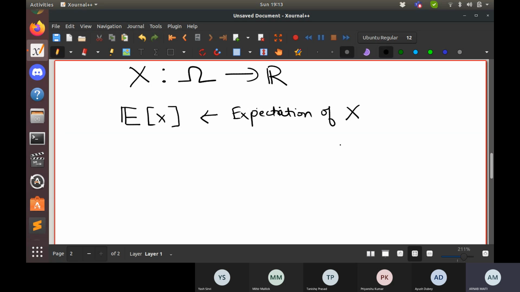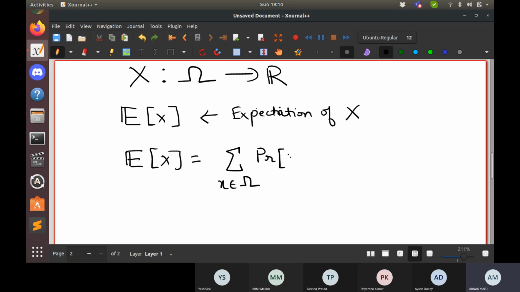So if I perform, say, roll, if I roll a dice, what is the expected value? That kind of thing is being captured by this expected value of X. Mathematically, it's defined in this way. It's like summation over all elements in this sample space, and you have to multiply probability of X equal to small x times x.